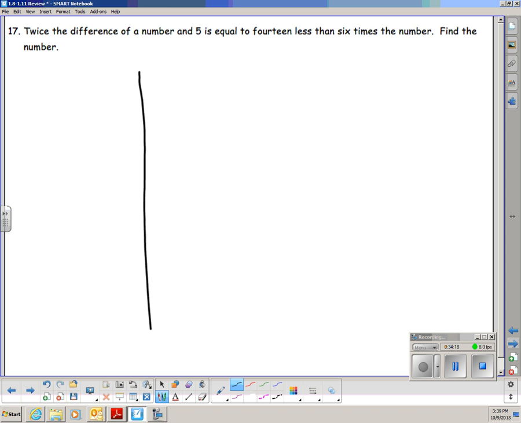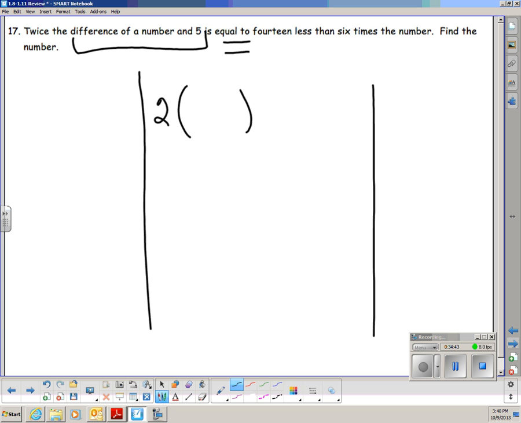All right, number 17. Let's see what we got here. Twice the difference of a number and 5 is equal to 14 less than 6 times the number. Find the number. I want to find my equal sign. Twice the difference of a number and 5 is equal to 14 less than 6 times the number. So I want to go twice, which is 2 times something, the difference of a number and 5.